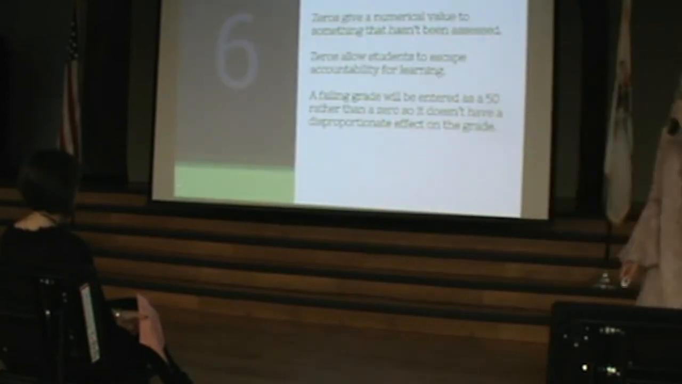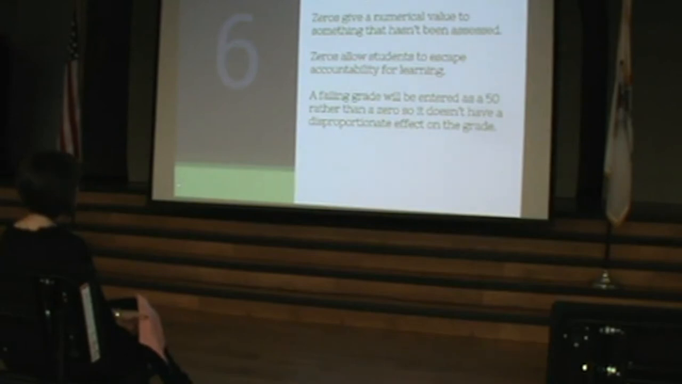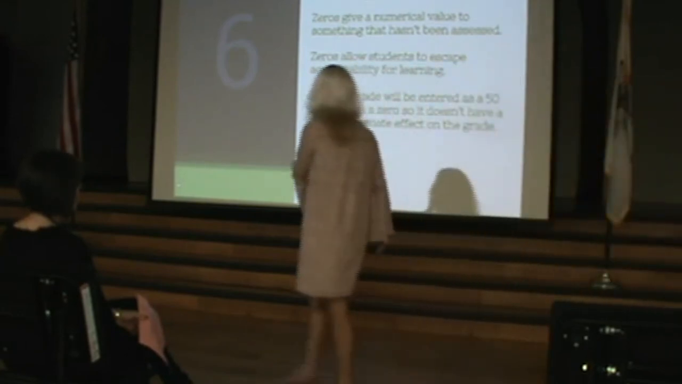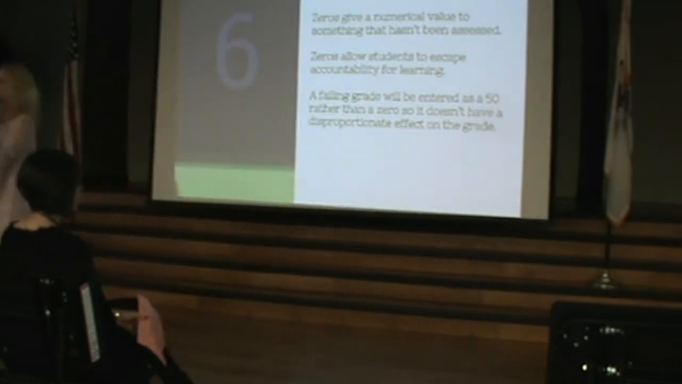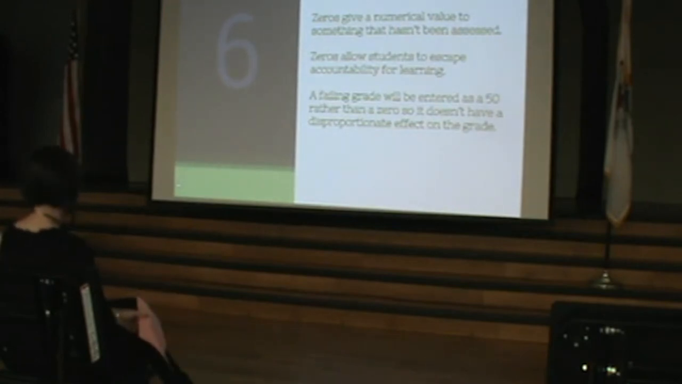6, we will not include zeros when evidence is missing or as a punishment. Now, the thing about zeros is zeros give a numerical value to something that was never assessed. Because let's think about our current grading system. We use numbers to communicate a level of proficiency. So if a student gives us nothing, putting a zero in is kind of counterintuitive, because the zero is to indicate zero level of proficiency on that content, but you had nothing to assess. So a zero gives a numerical value to something that you've never seen.